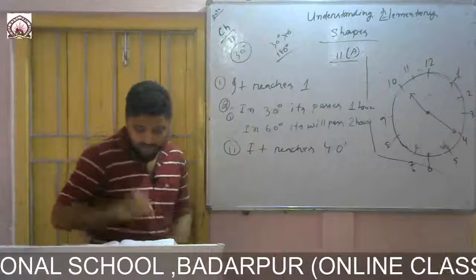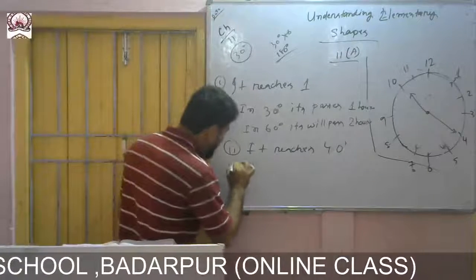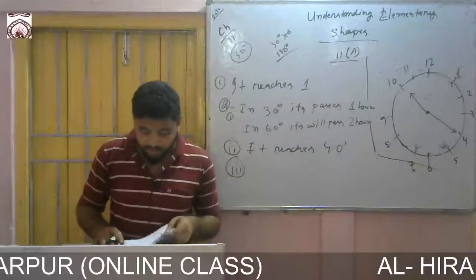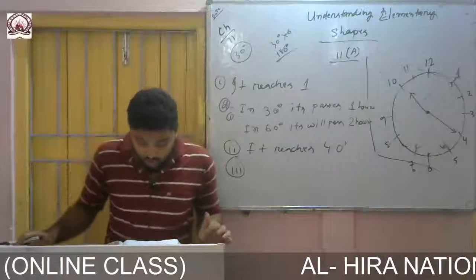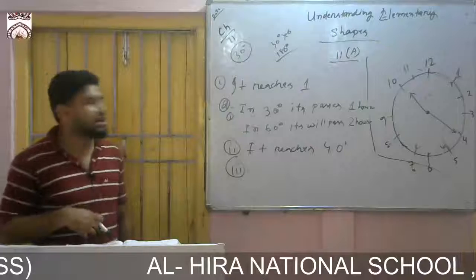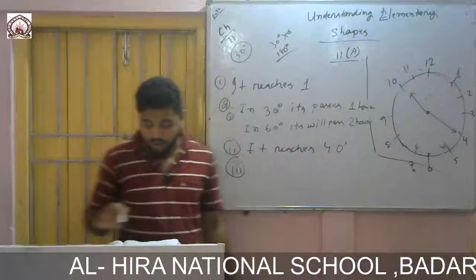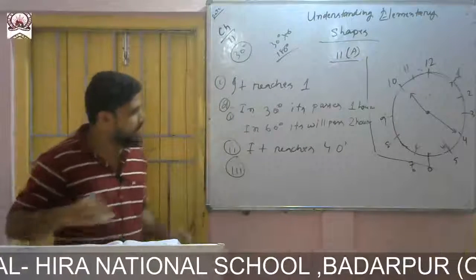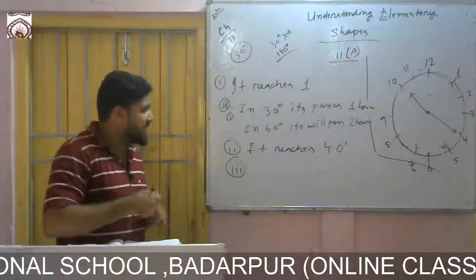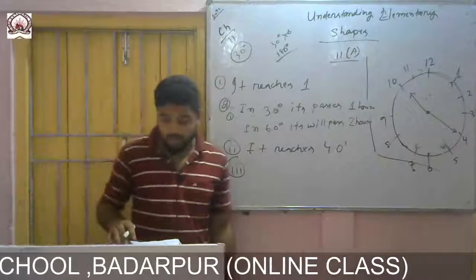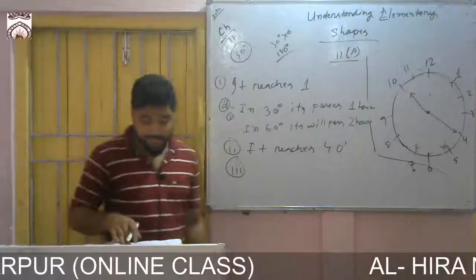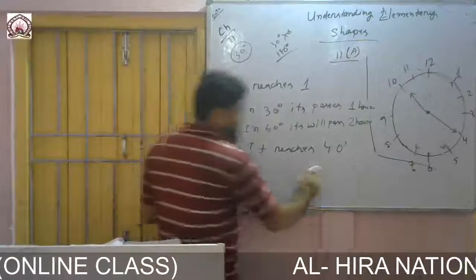Okay, then come to question number 3, and it is the last question for today. So question number 3, what is there? That is Roman 3. 270 degrees from 12 o'clock. 270 degrees from 12 o'clock. So first you divide 270 degrees from 12 o'clock. So what?